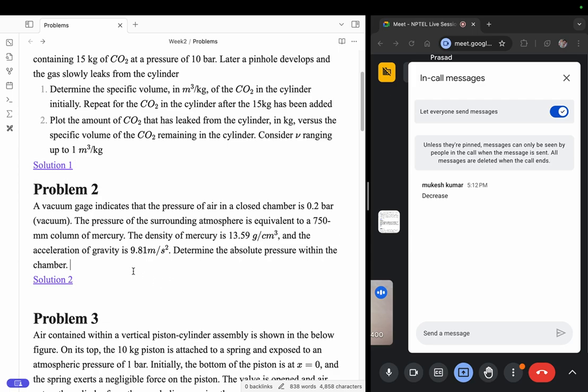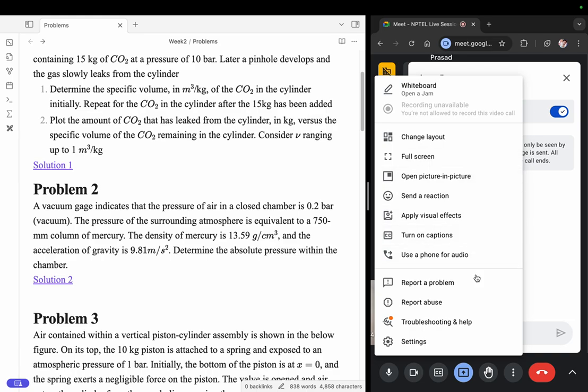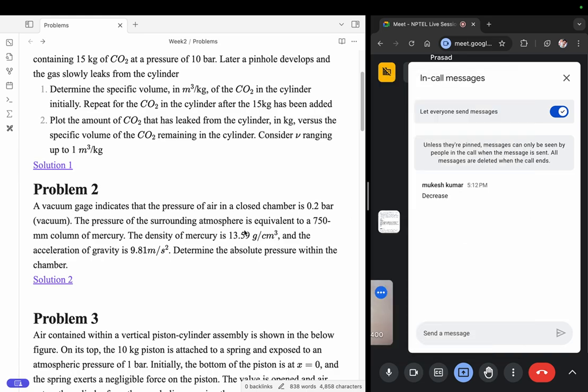So for the second problem, the idea is a vacuum gauge is an instrument that measures pressure. So it measures pressure. What it says is you have this instrument put inside a chamber. So there is a big chamber and then you have this gauge kept inside the chamber and the gauge is giving a value of around 0.2 bar.